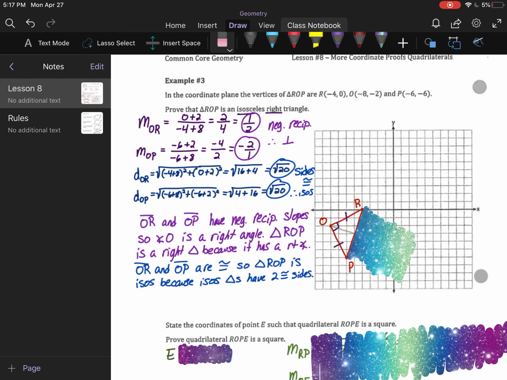And to explain that, we're going to write the same thing we've been writing. So 2 of the sides have negative reciprocal slopes. So we've got a right angle, which means it's a right triangle. And then 2 sides are congruent. So that means the triangle is an isosceles triangle.